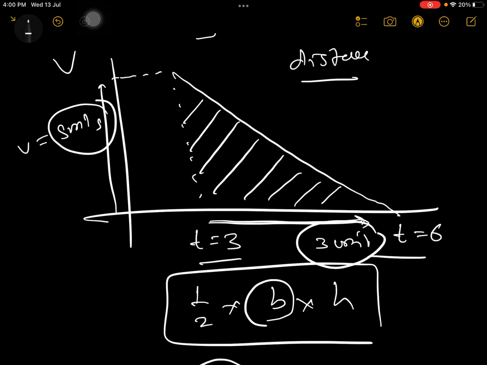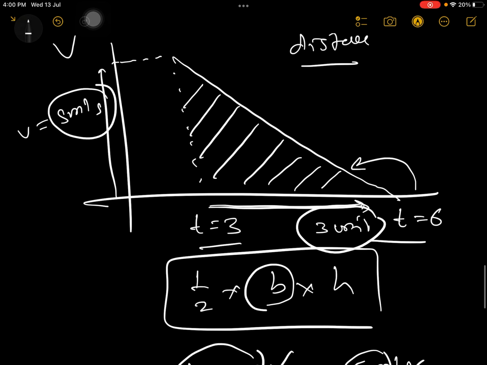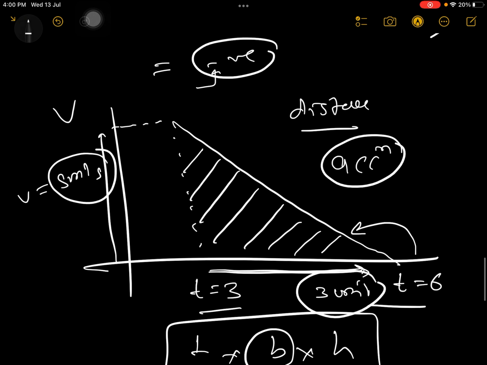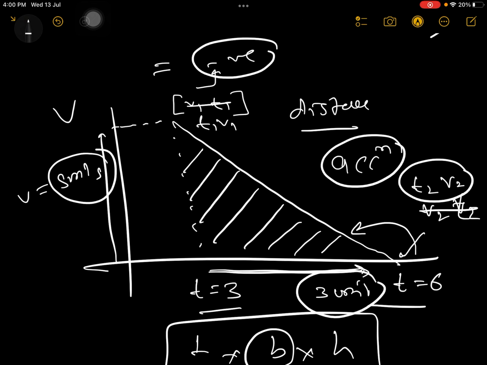Okay, and acceleration will be how much? It depends what this value is. You can also calculate your acceleration using the concept of slope. So at this point what is the coordinate? Suppose this is t1 v1, and at this point suppose this is t2 v2. Actually I should not write it the other way; our convention is we write the x coordinate first and then the y coordinate. So t1 is 3, v1 is 5 here, and here t2 is 6, v2 is 0.